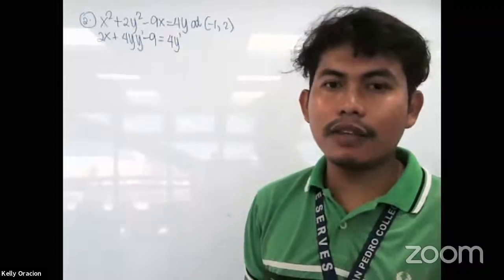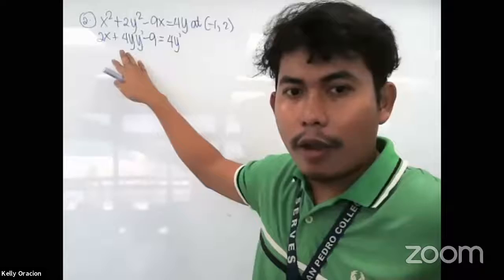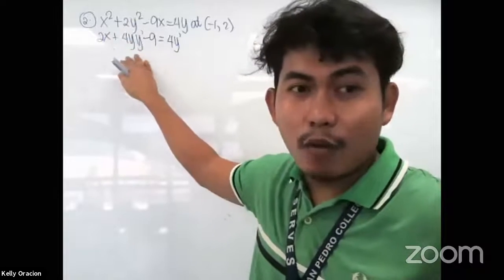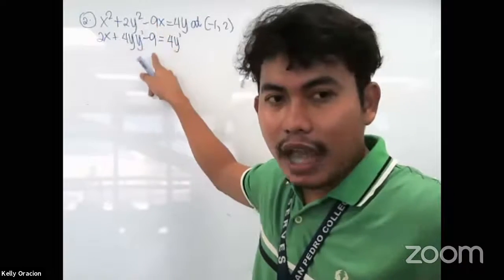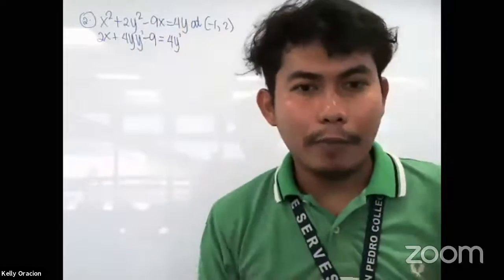Again ha, derivative ng x squared, 2x. Derivative ng 2y squared is 4y y prime. Y man siya, so lagyan ng y prime. Derivative ng 9x is 9. Derivative ng 4y is 4. Pero y man siya, lagyan ng y prime.